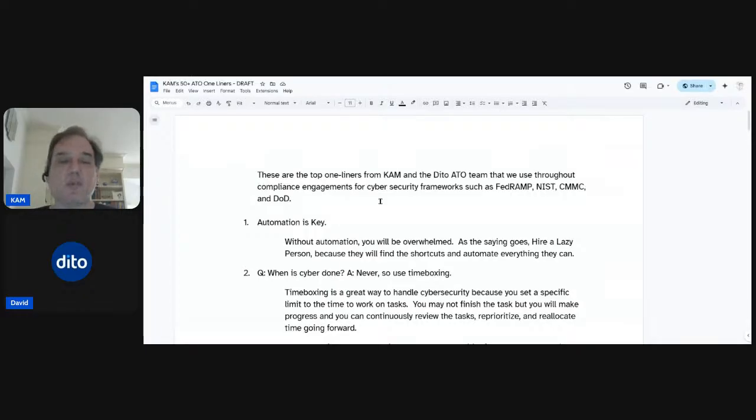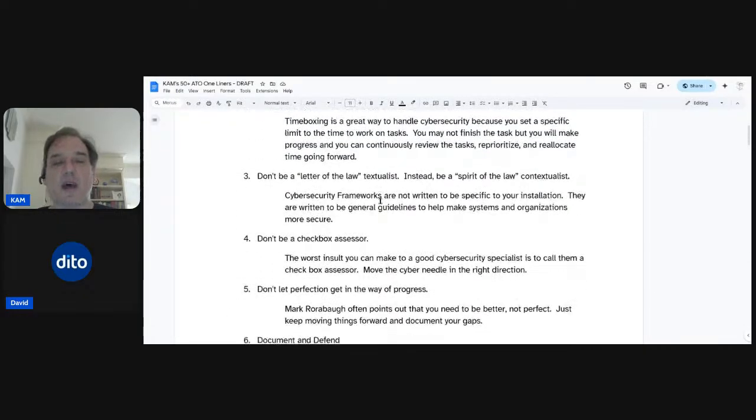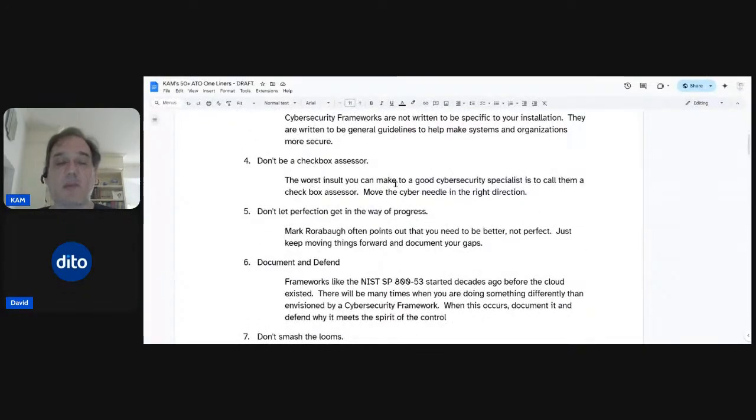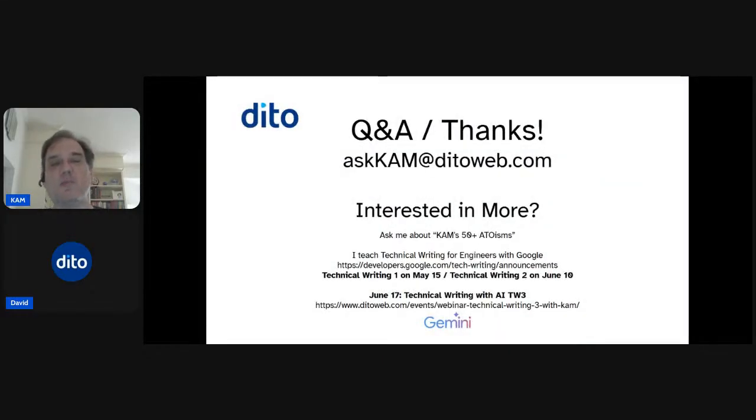Additionally, there are lots more of these particular items. Don't be a checkbox successor is a big one. Document and defend. The idea is there are also some controls that may conflict with each other, so it's not uncommon to have to document what you're doing so that you can meet the requirements and convince an auditor, if you're at a level that has to be audited, that you're meeting the spirit of the particular control. But if you're interested in more of those, let me know. We're always happy to talk to people and share our knowledge.